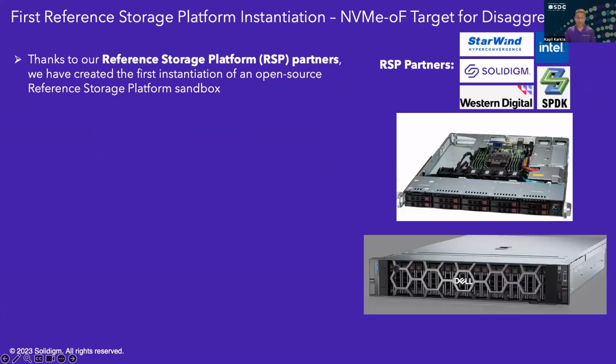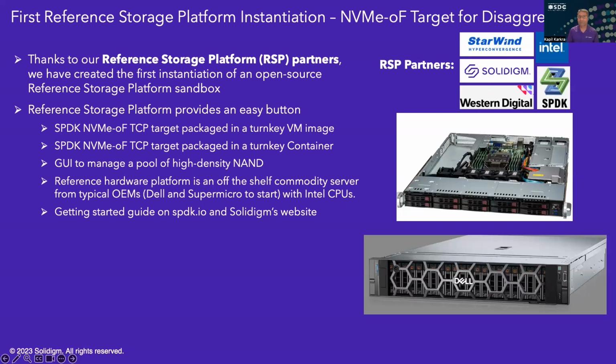Thanks to our reference storage platform partners, we have created the first instantiation of the open source reference storage platform, and it is the SPDK NVMe-oF Fabric TCP target for the disaggregation use case. How is this providing an easy button? We have an NVMe-oF Fabric TCP target packaged into a turnkey container and a turnkey VM image. And we have a GUI to manage a pool of NAND. You can create a pool of hyperdense QLC, compose storage volumes of various sizes, expose them out of this NVMe-oF Fabric target, and assign them to multiple cloud tenants.